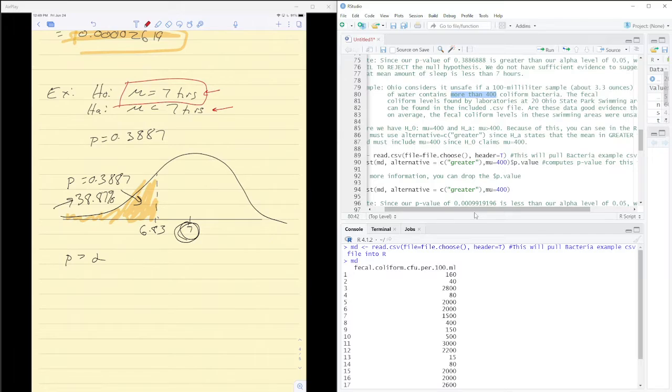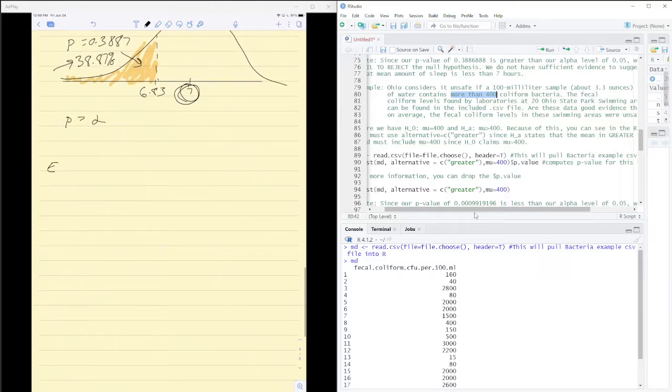So your null hypothesis in this example, we're looking at 400 as a reference. Your null hypothesis is that the mean is 400 coliform bacteria. Your alternative is that it's unsafe, unsafe meaning more than 400. So we have the data.